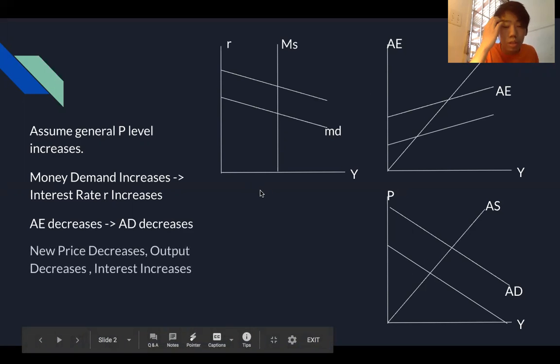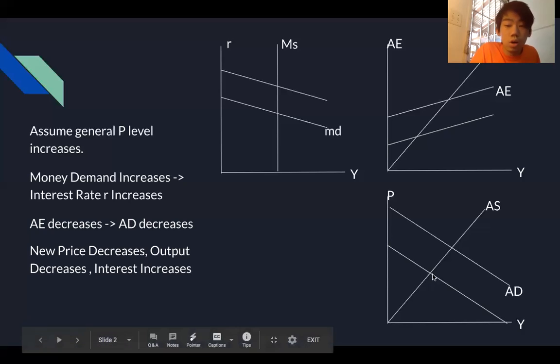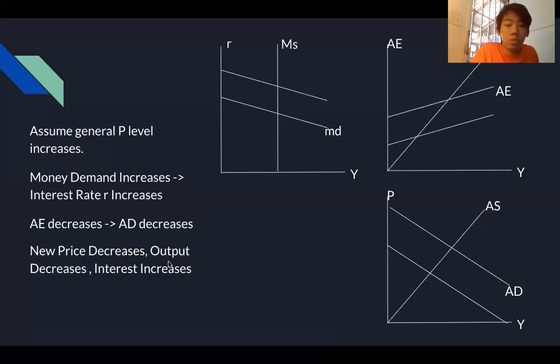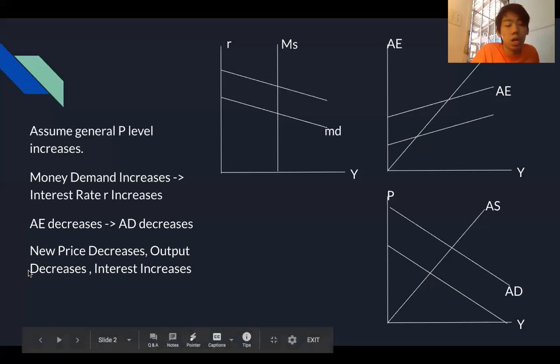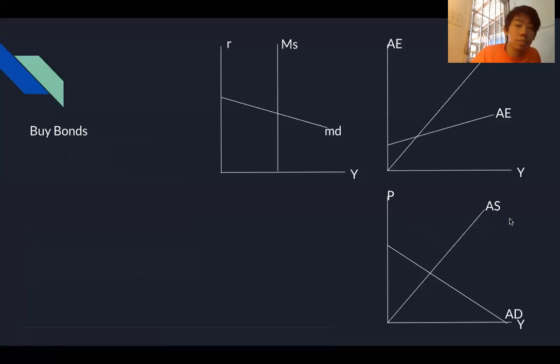So overall, if we were to sum up all the changes, we know that the new price is decreased, the overall output has decreased, and the interest rate is increased. So that's all you really need to know to solve this type of problem. These three problems here, it's just what happens to the new price, what happens to the output, and what's the interest rate.